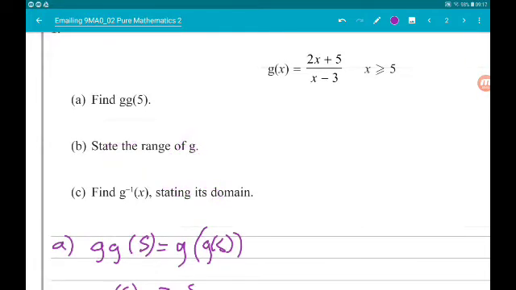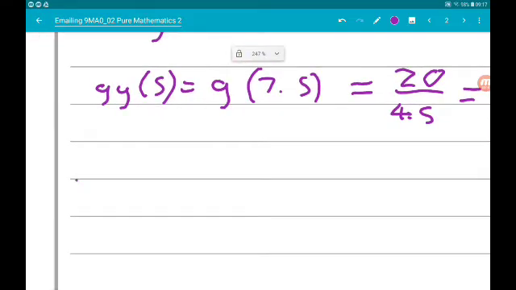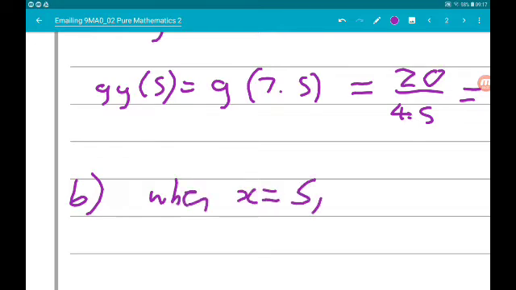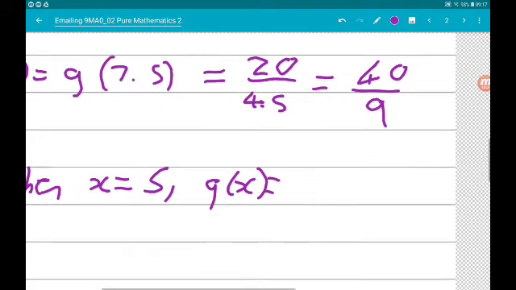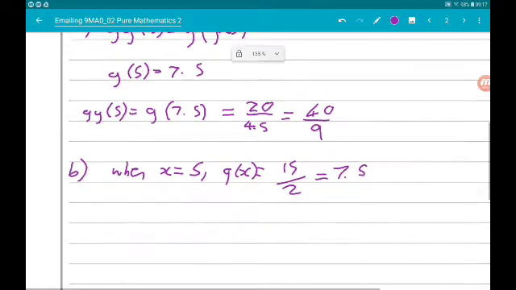Okay, then part B, for 1 mark, wants us to state the range of g, so the values that g can take. So we already know that when x is 5, g is equal to 15 over 2, which is 7.5.